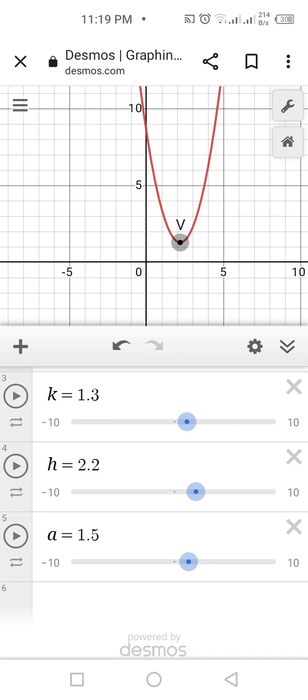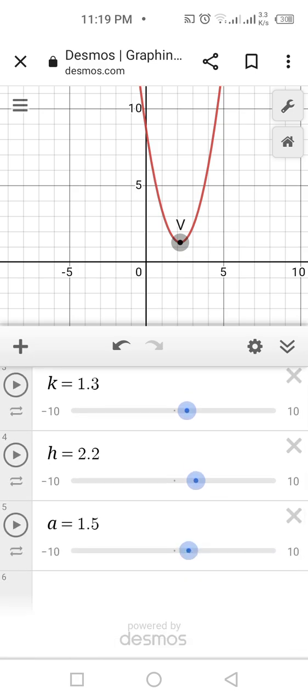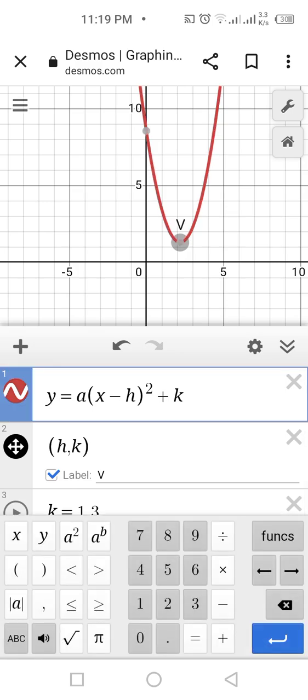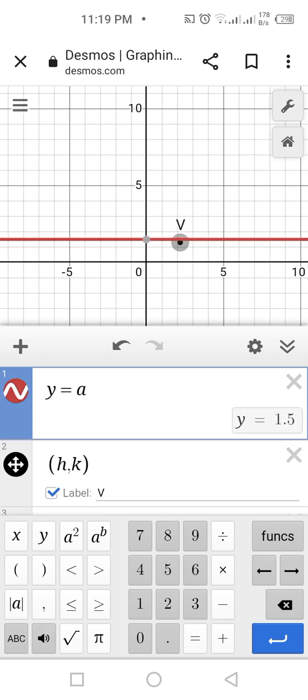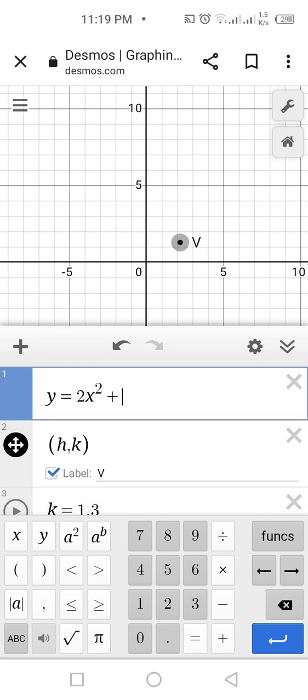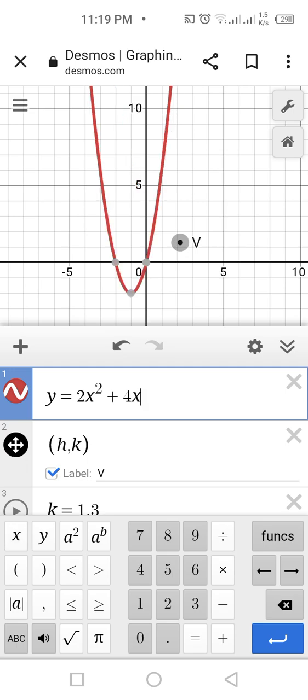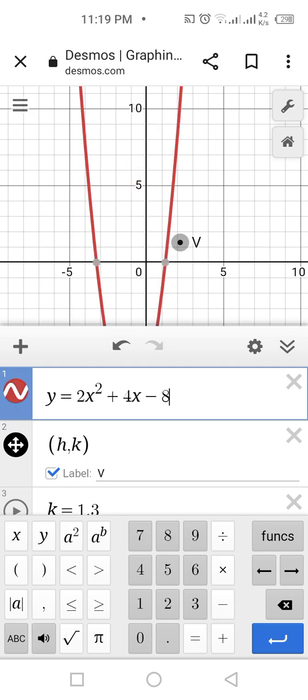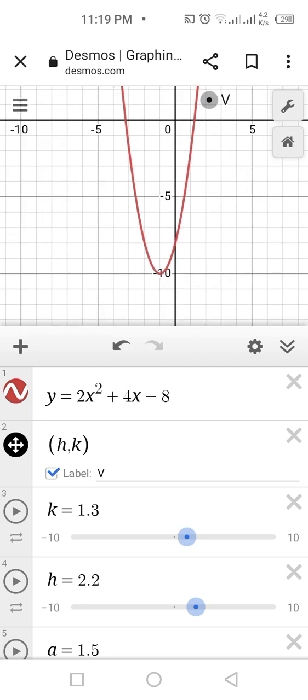You can easily make this, and you can find the vertex of this. Let's suppose I write it in the form 2x squared plus 4x minus, let's suppose, 8. You can see that this is the vertex, and the value of x is -1 and the value of y is -10.